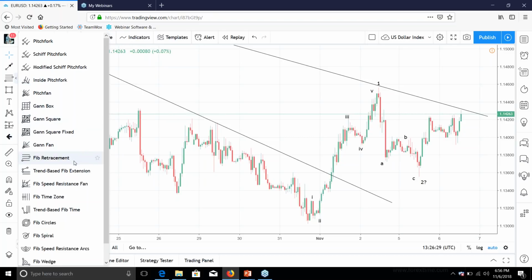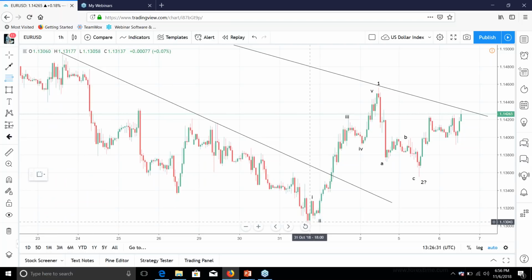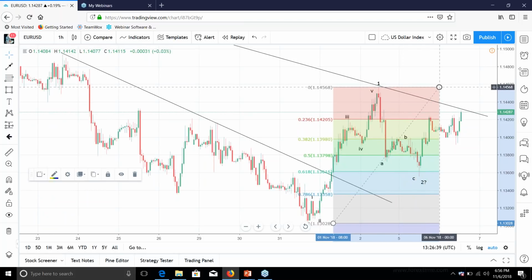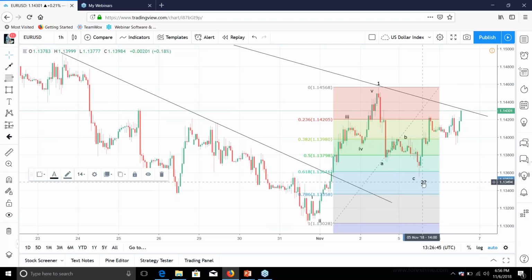So let's find out with the Fibonacci retracement. Sorry, we spread the retracement here. Okay, so either we've got a wave 2 here in place, or we might see yet another drop, and the second wave might be here.